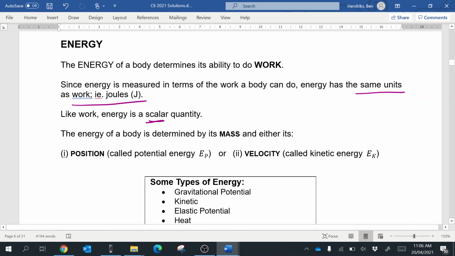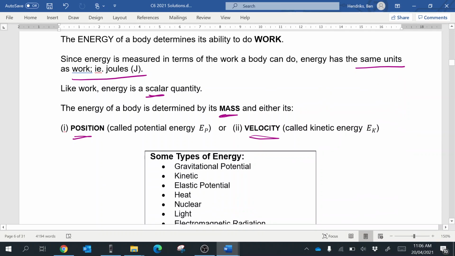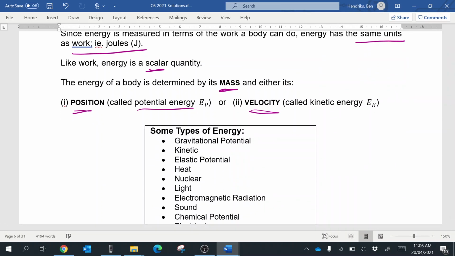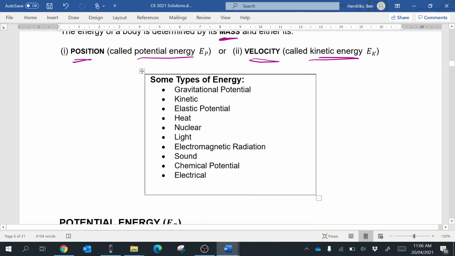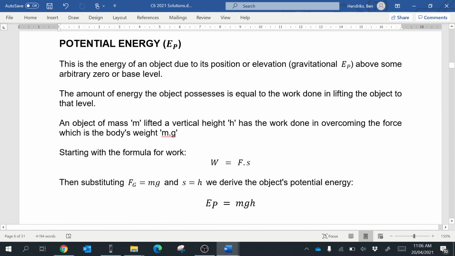The energy of a body is dependent on its mass, and either its position or the velocity it has. If we're worried about position, we call that potential energy, and if an object has velocity, then it has kinetic energy. We're going to look at those in more detail. We have a list here of some types of energy: gravitational potential energy, kinetic energy, elastic potential, heat, nuclear, light, electromagnetic radiation, sound, chemical potential, and electrical. First of all, we're going to look at potential energy.